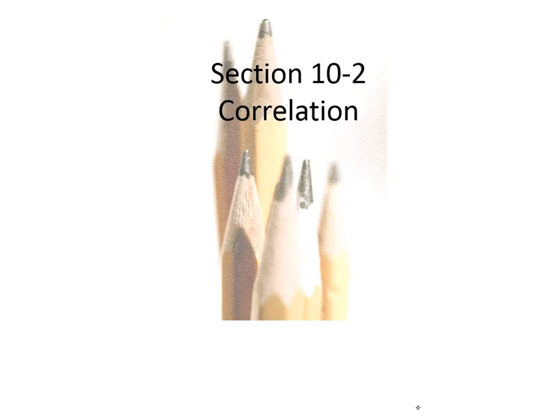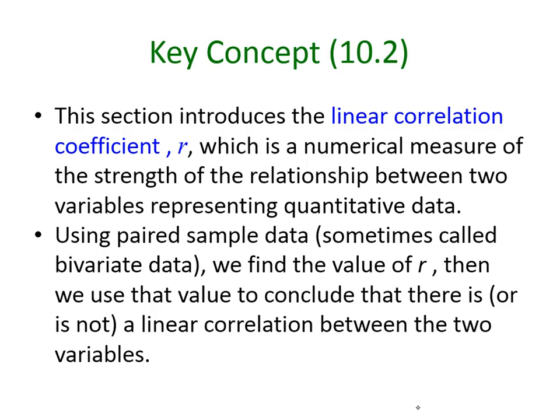So we're looking at paired data when we do this. So this section, looking for what that linear correlation R is. This section introduces the linear correlation R, which is a numerical measure of the strength of the relationship between two variables representing quantitative data. Using paired sample data, sometimes called bivariate data, we can find the value of R. Then we use that value to conclude that there is or is not a linear correlation between the two variables.